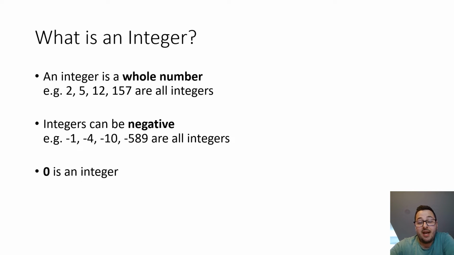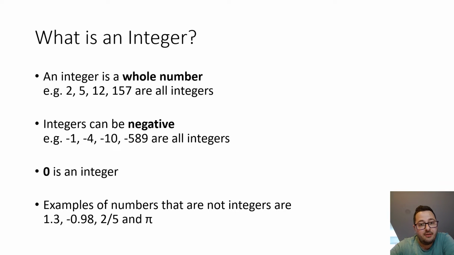Some examples of things that aren't integers are things like decimals, fractions, stuff like that. So here we've got some examples of things that are not integers. We've got 1.3, -0.98, 2/5, and pi. So basically anything that isn't a whole number is not an integer.